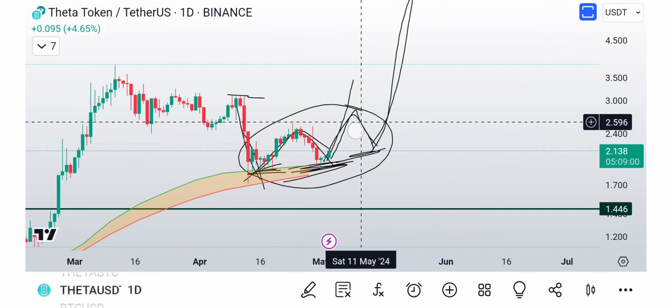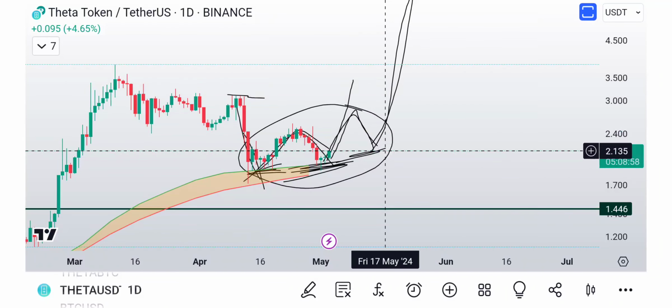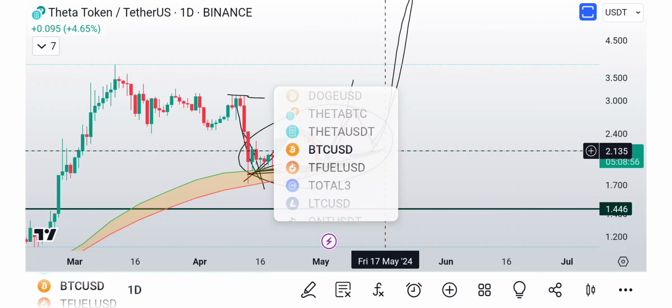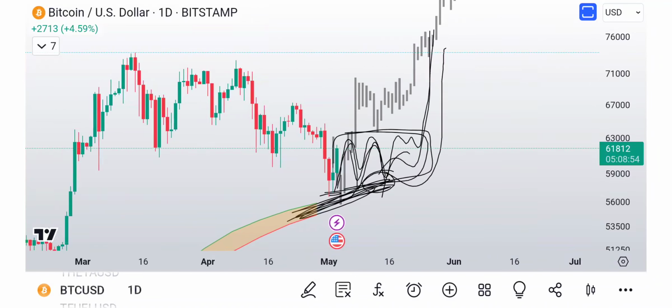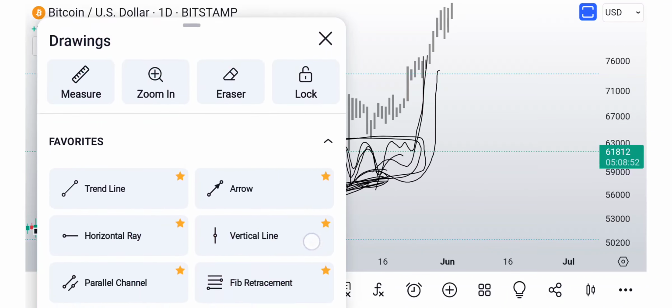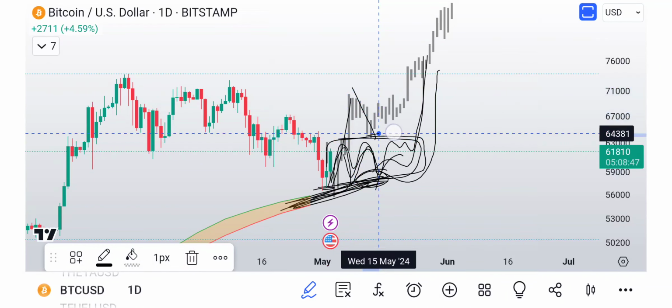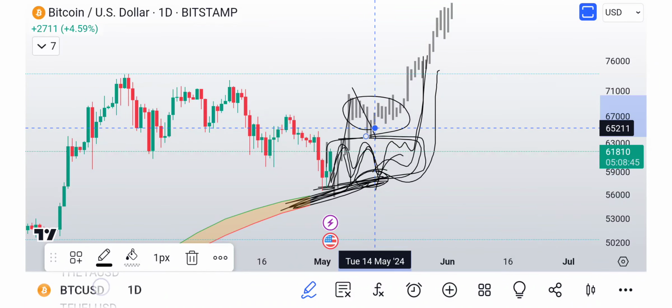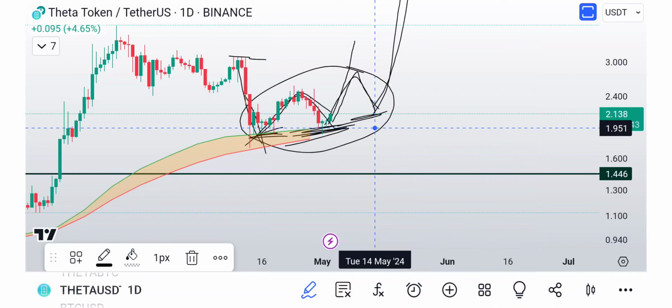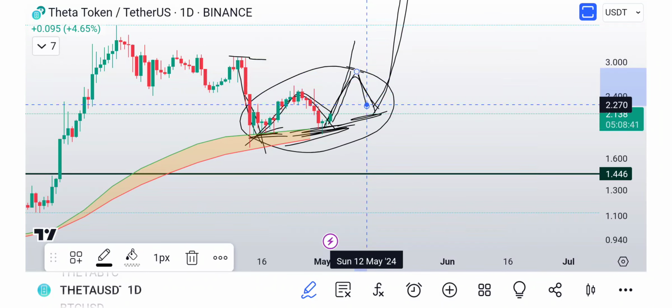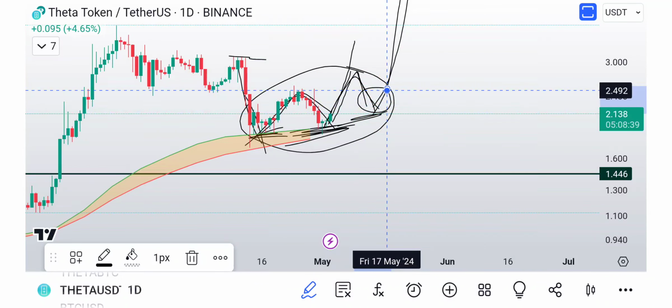Now, what would qualify this down move? Well, it would probably be the ranging aspect. It could go either way. Because you can see Bitcoin getting a pump, and then it pulls back, and then it kind of ranges in here. So that would be Theta getting a pump, and then it pulls back, and maybe it ranges a little bit in here.